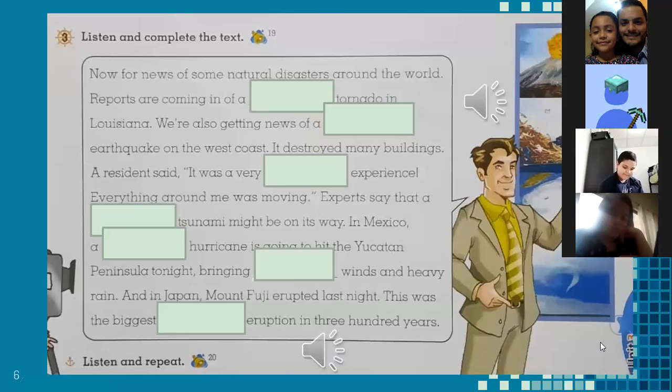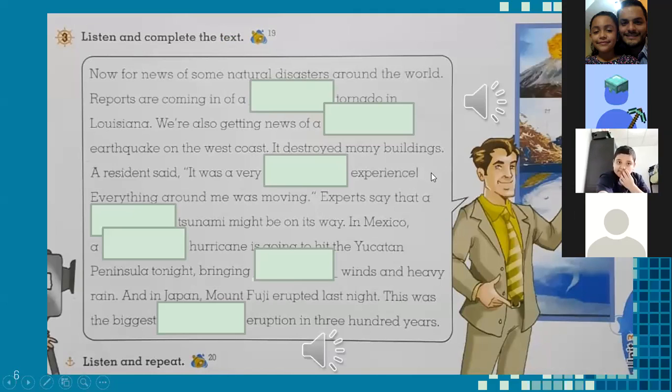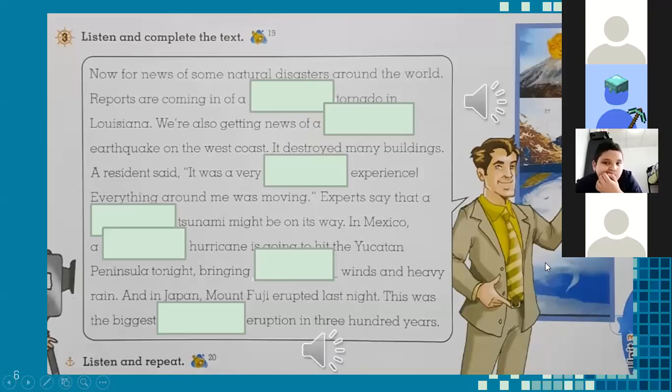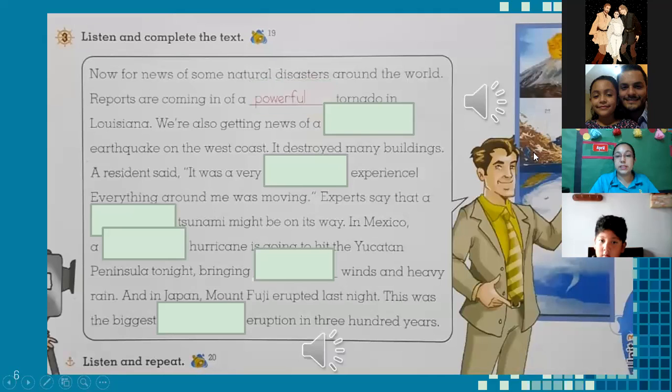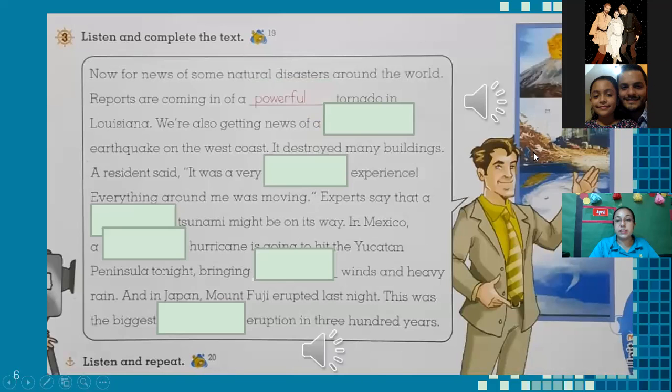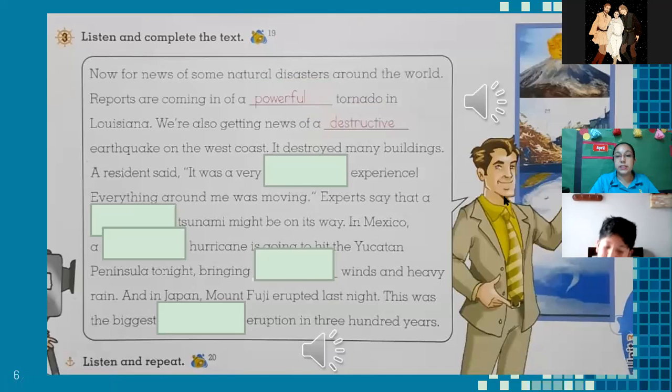Okay, so let's see. I think that you complete, yeah? Okay, Fabiola Enriquez, give me the first answer. What do you write in the first space? Okay, reports are coming in of a? Okay, I help you, yeah? Okay, powerful, yeah? This one is the first answer, okay? Powerful. Okay, Adriana Barahona, next one. Powerful tornado in Louisiana. Okay, Adri? Destructive. Okay, let's see. We are also getting news of a destructive earthquake. Excellent, on the West Coast. It destroyed many buildings. A resident said it was a very, okay, Carlos Cornejo.